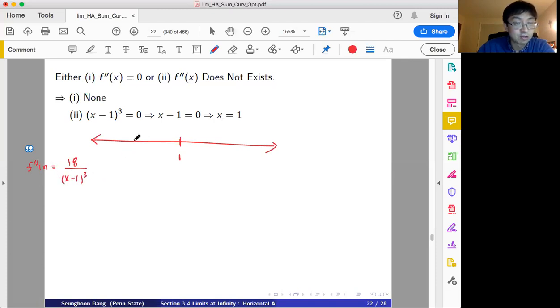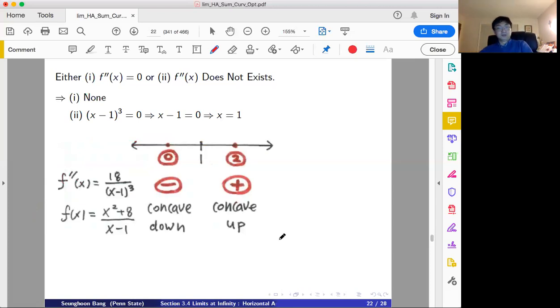You can choose test number 0. You plug 0 into x. 18 is positive. 0 minus 1 cubed is negative. We have negative. Choose 2. You plug 2 into x. The 2 minus 1 is positive. So we have a positive number. So what's the concavity? Graph of f is concave down, concave up. This is the idea. So like this.